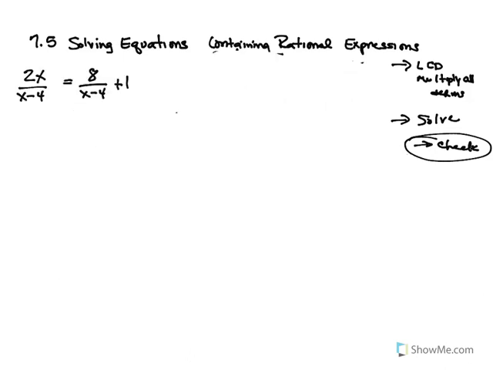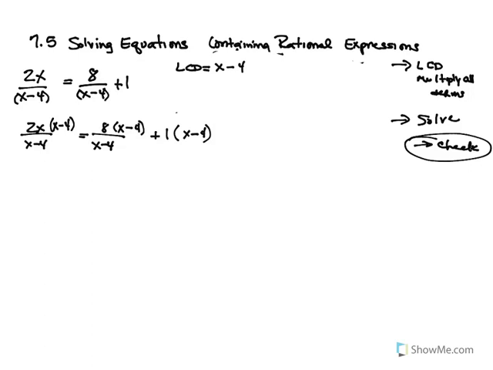Here we have this equation, 2x over x minus 4 equals 8 over x minus 4 plus 1. So the LCD is what we need first. So in this particular problem, you look at your denominators, x minus 4. Right, because we account for each one. So the LCD is x minus 4. So we're going to multiply each term by x minus 4. Don't be lazy. You have to write it out.